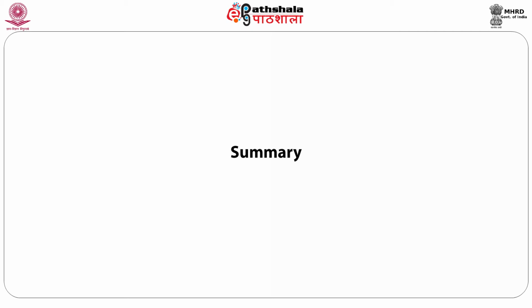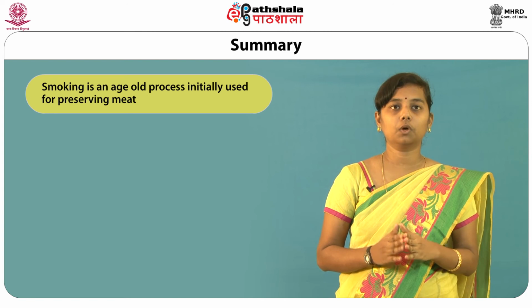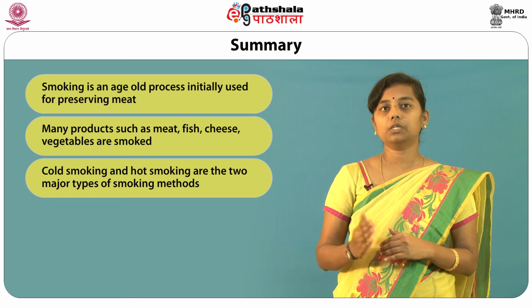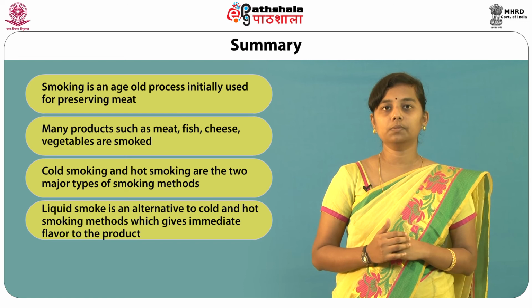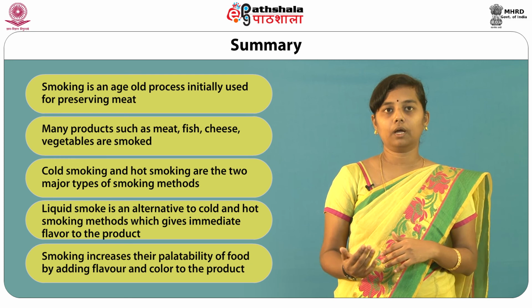Let me conclude the session by summarizing the points discussed so far. Smoking is an age-old process initially used for preserving meat. Many products such as meat, fish, cheese and vegetables are smoked. Cold smoking and hot smoking are the two major types of smoking methods. Liquid smoke is an alternative to cold smoking and hot smoking methods, which gives an immediate flavor to the product. Smoking increases the palatability of food by adding flavor and color to the product.